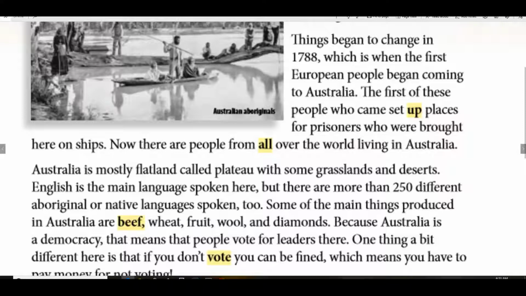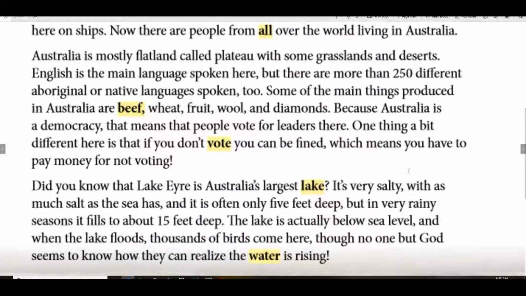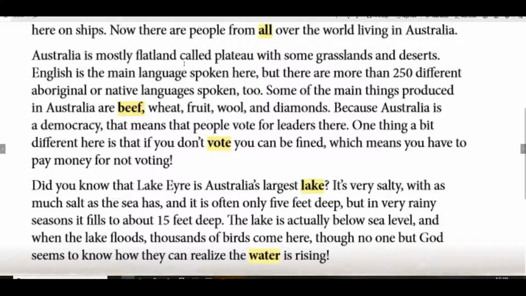Now there are people from all over the world that live in Australia today. Now Australia is mostly a flat land called a plateau. Can you say plateau? It has some grasslands and it has some deserts. They speak mainly English there, but there's more than 250 different Aboriginal or native languages spoken too. That's a lot of languages. Some of the main things produced there are beef. See this word, beef? That comes from cows. They produce wheat, fruit, wool, and diamonds. Where does wool come from?